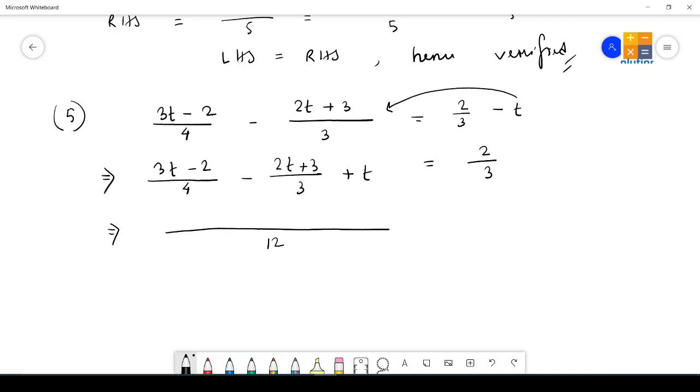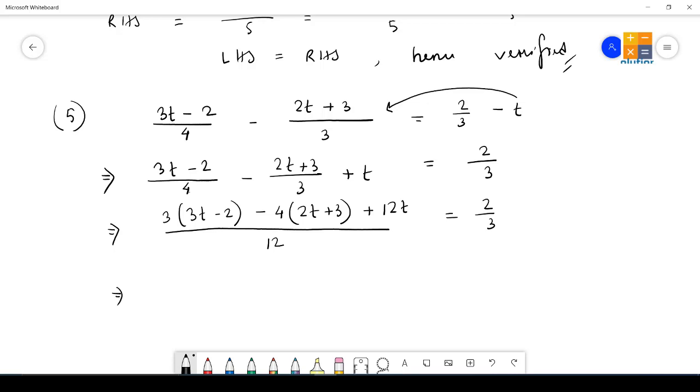Of course 12. Then 4 3s are 12, that is why 3 will get multiplied to this quantity, 3t minus 2, minus 3 4s are 12, 4 will get multiplied to this part. So 4 into 2t plus 3, plus, directly 12 will be multiplied with this quantity. So it is 12t, that is equal to 2 by 3.